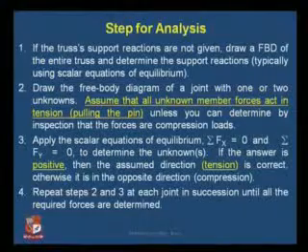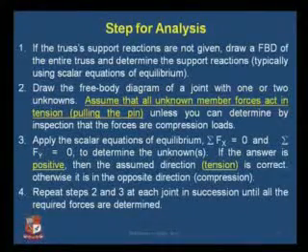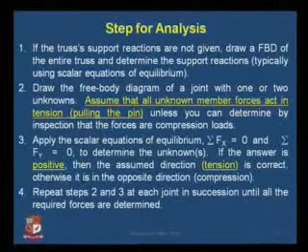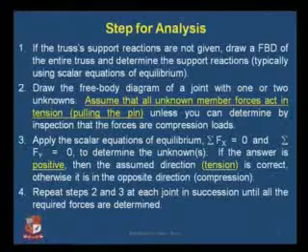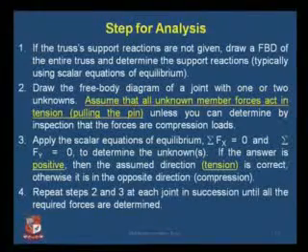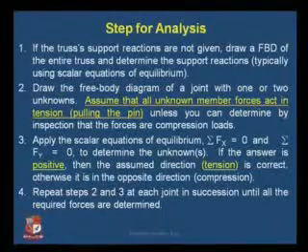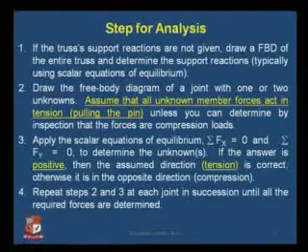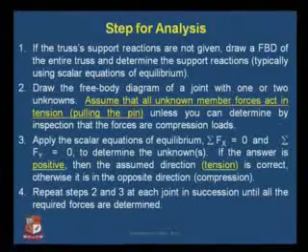Once you have done that and found out your support reactions, then we need to draw the free body diagram of a joint with one or two unknowns. Not more than two unknowns are to be used, because in that case we will not be able to solve the equation, because we are considering it to be a coplanar concurrent force system where we have only two conditions of equilibrium, that is summation Fx equal to 0 and summation Fy equal to 0, or summation V equal to 0 and summation H equal to 0.